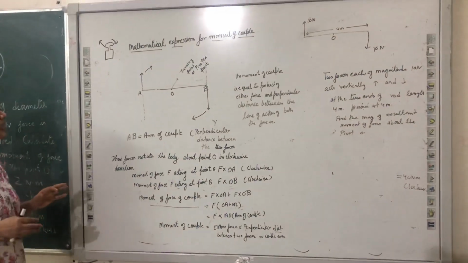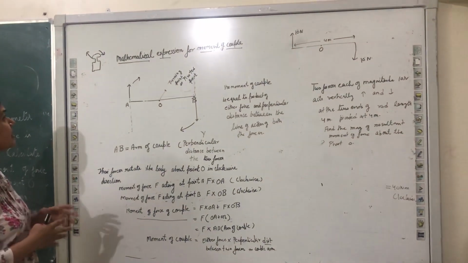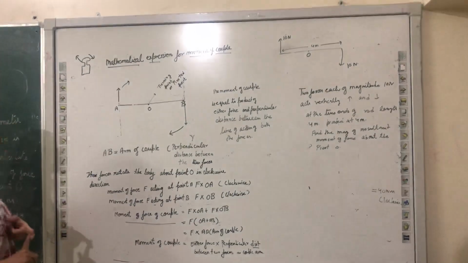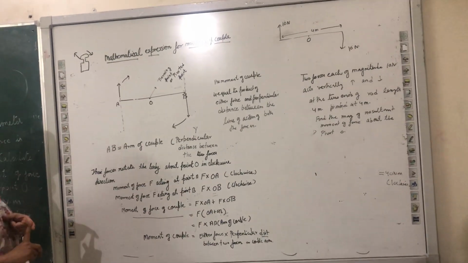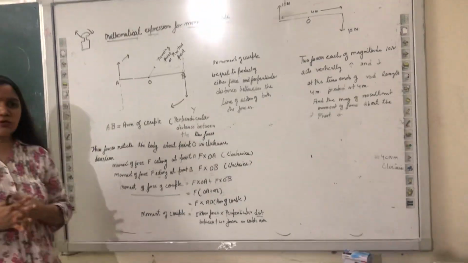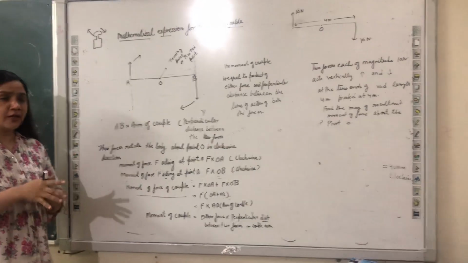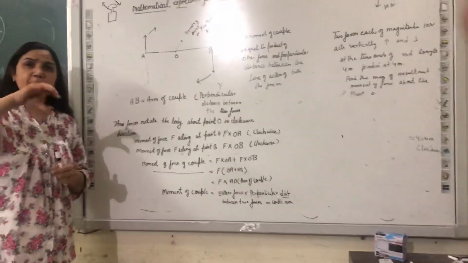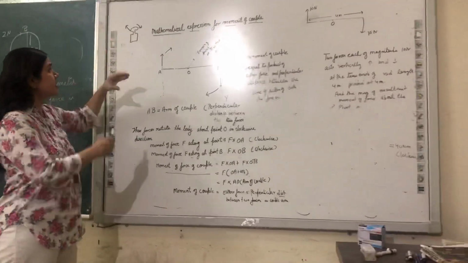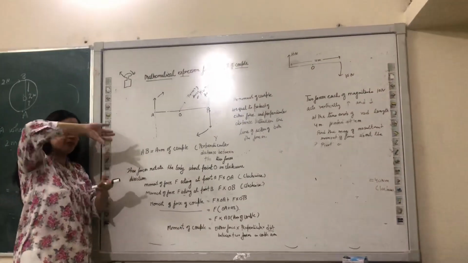So in yesterday's class, I explained the moment of couple. That means forces that are parallel, opposite in direction and equal in magnitude. Suppose you just visualize one example. You want to open the cap of a jam. Obviously, you will open it like this.